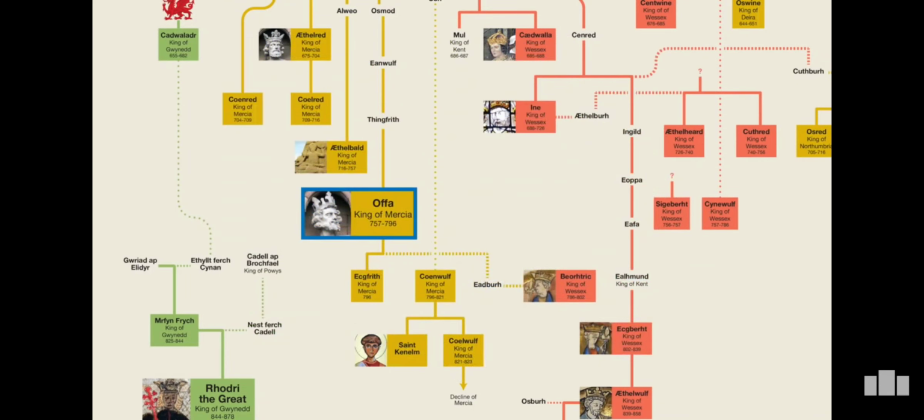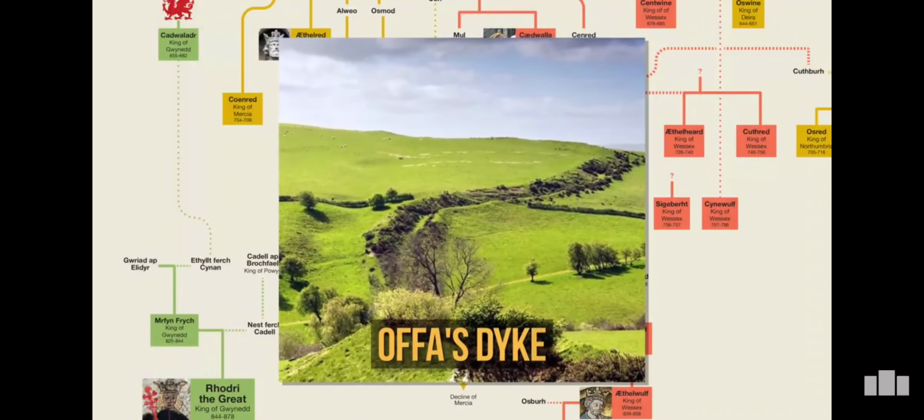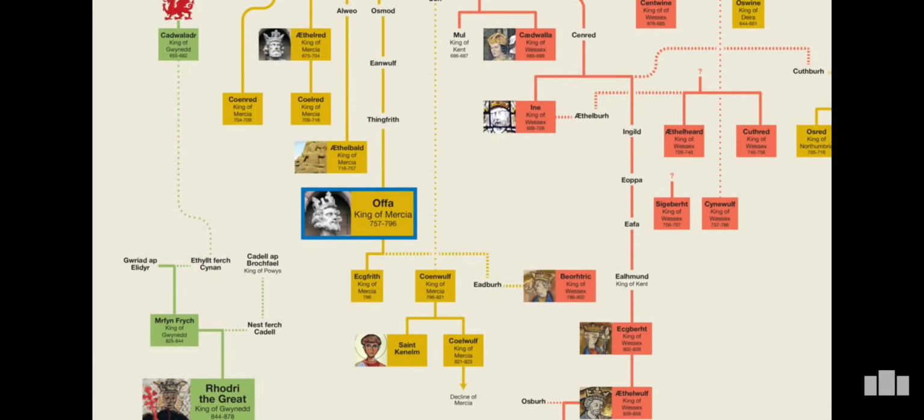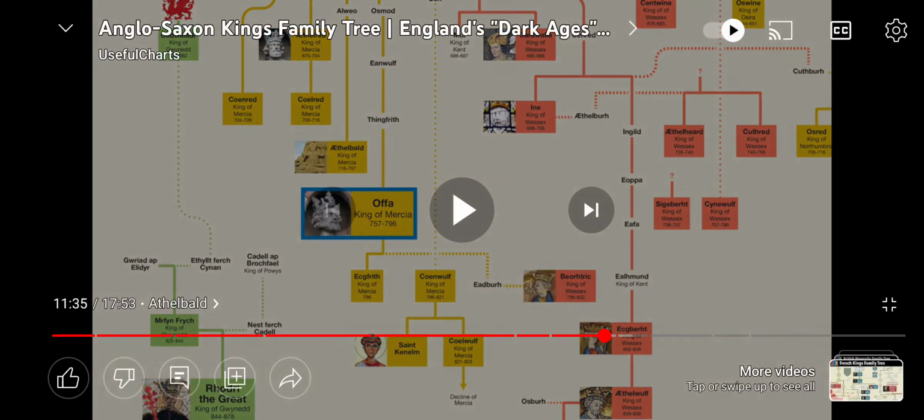Offa is also remembered for building Offa's Dyke, an 8-foot-high mound of earth that stretched 177 miles from the top of Wales all the way to the bottom, and to this day still roughly marks the border between England and Wales. I've always wanted to go there and see it, and it's meant to be a beautiful spot. I think it's classed as a UNESCO World Heritage Site because of what it is.